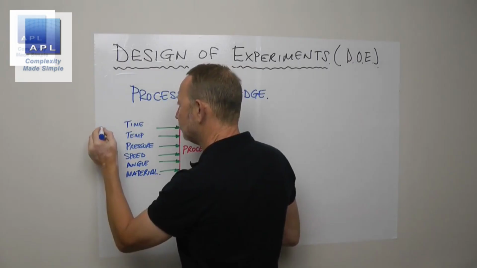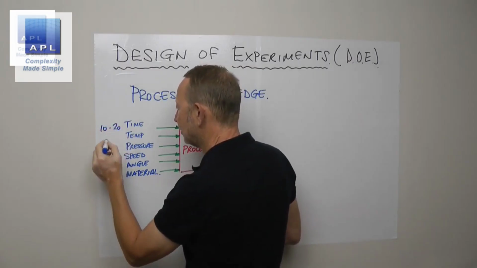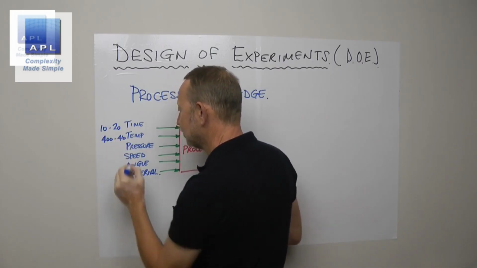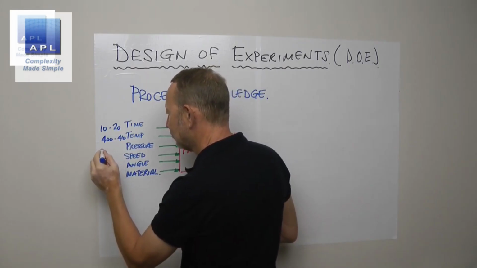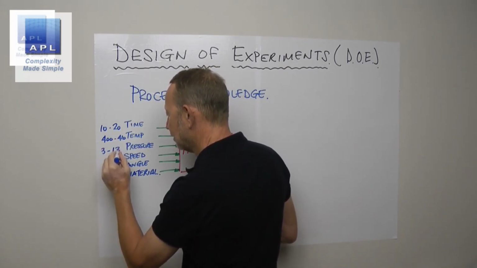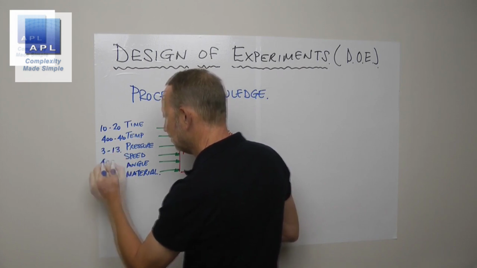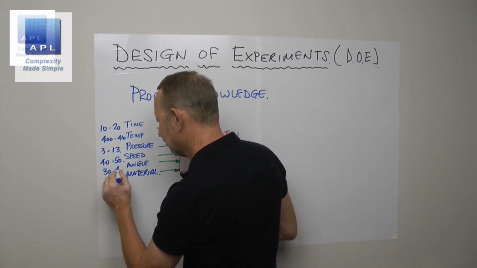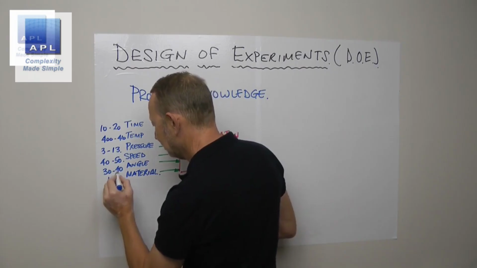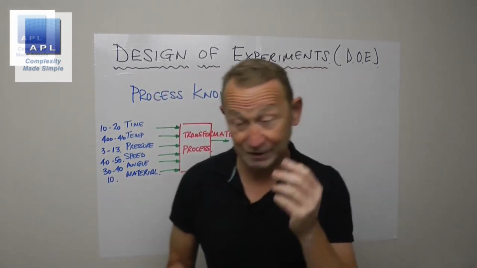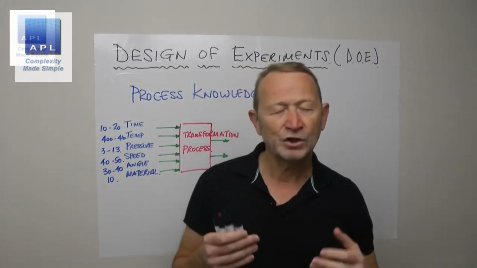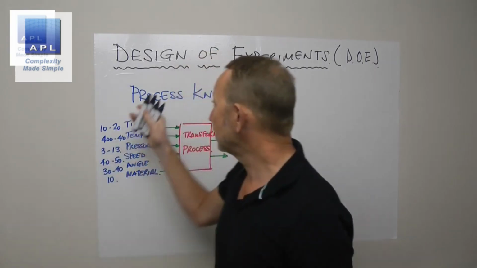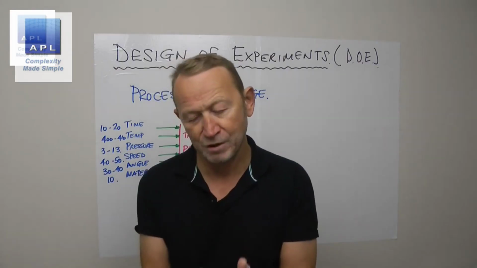Time, the window is 10 seconds to 20 seconds. Temperature is 400 to 410 degrees. Pressure is 3 bar to 13 bar. Speed is 40 to 50. Angle is 30 to 40. And material, let's say there are 10 different materials. Okay, so you've only got 6 inputs. How difficult can it be to get process knowledge and optimize this system?